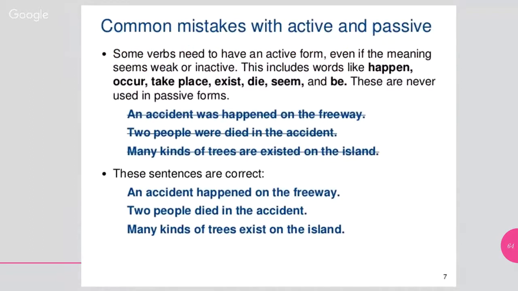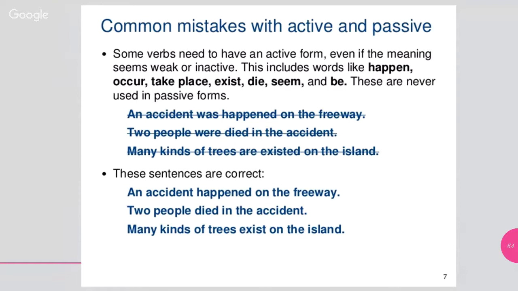Common mistakes with active and passive. Some verbs need to have an active form, even if the meaning seems weak or inactive. This includes verbs like happen, occur, take place, exist, die, seem, be. These verbs we use in the active form. These are never used in the passive. We never say, an accident was happened on the freeway. We say, an accident happened on the freeway.